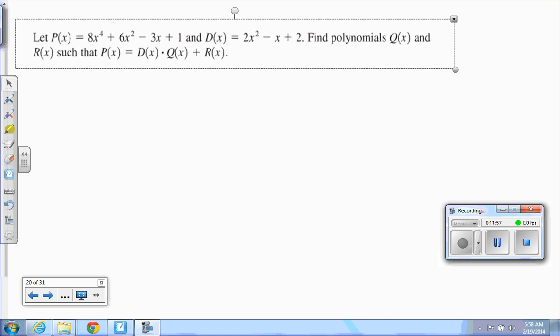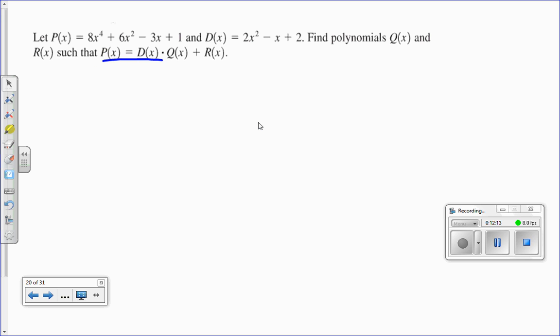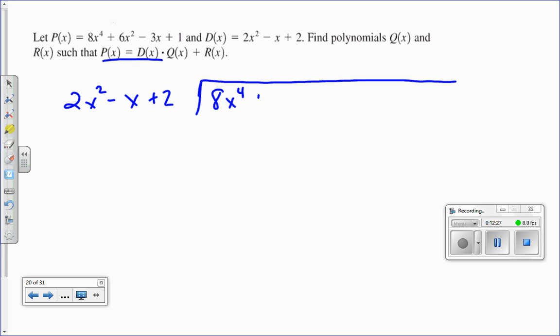All right, so here's another example. Just like how we started this video, we talked about this notation here as far as trying to understand what this means. But let's go ahead and perform the division. The divisor we have is 2x squared minus x plus 2. And notice that the dividend is going to need a placeholder. It's 8x to the fourth plus 0x to the third. We have to account for all those powers. Plus 6x squared minus 3x plus the 1.